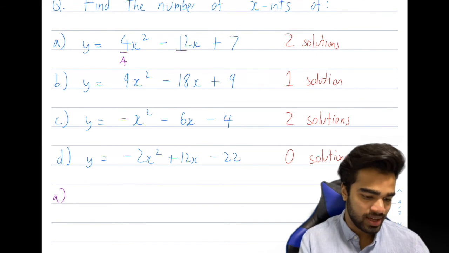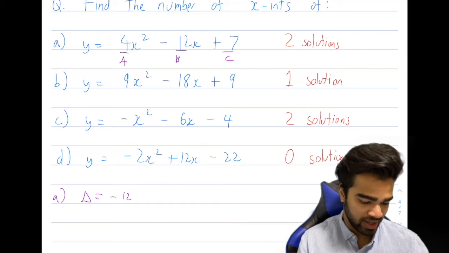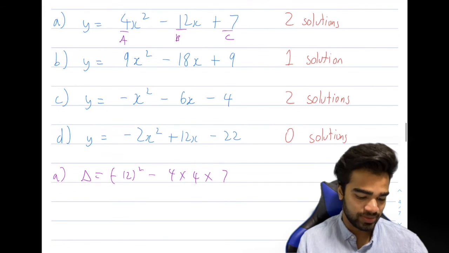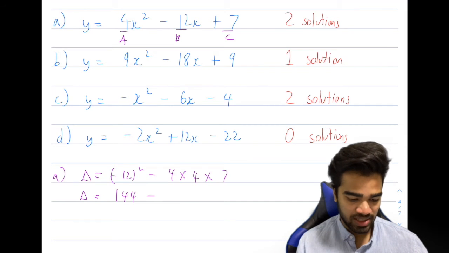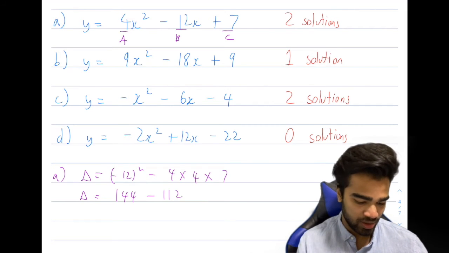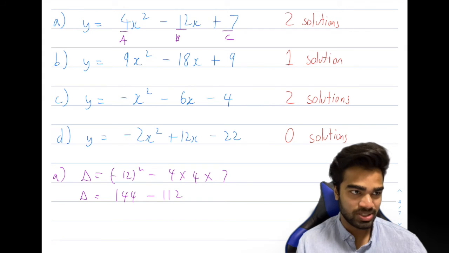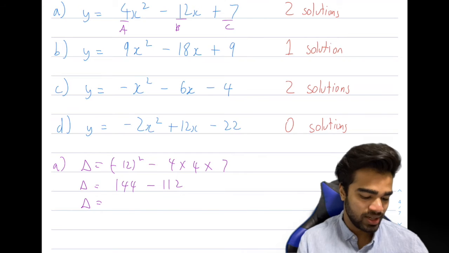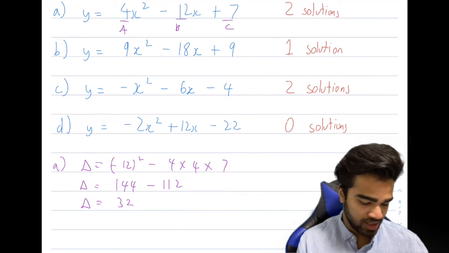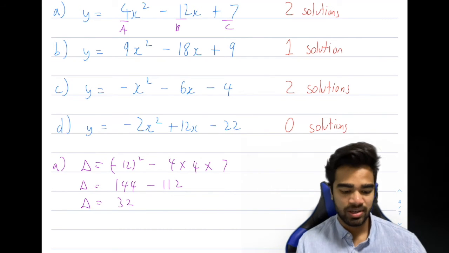So this is A, this is B, this is C. Discriminant is b squared, so negative 12 squared minus 4 times A, which is 4, times C, which is 7. So it's going to be 12 squared is 144 minus 4 times 4 is 16. 16 times 7 is 112. Let me just double check that. Yes, I'm pretty sure that's it. So discriminant is going to be 32.